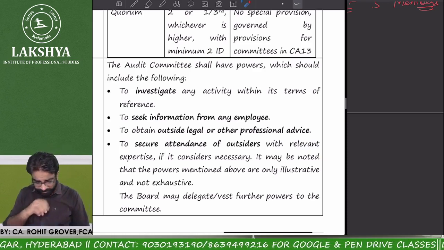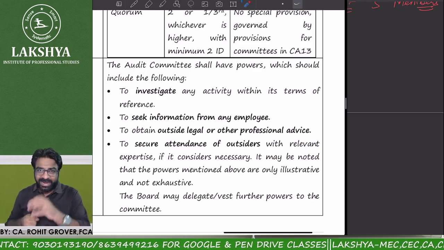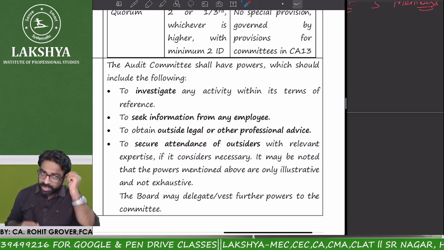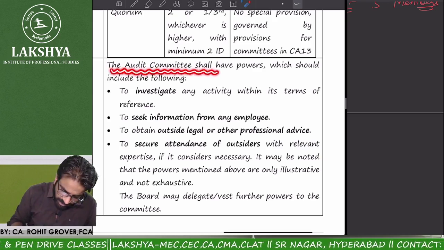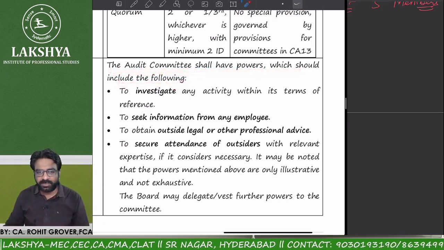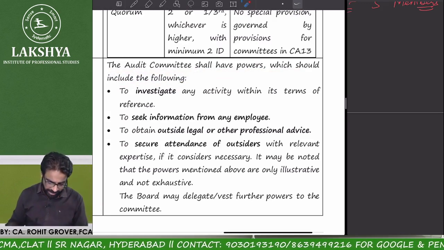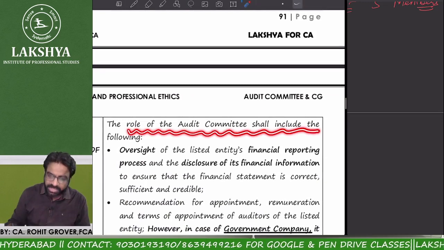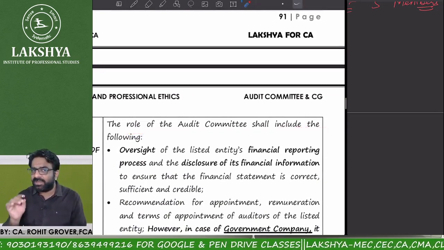Now, first of all, this is a very interesting topic. I will tell you one idea and I'll tell you how to conquer this idea. Now, in the next topic, what we are going to understand is that the audit committee shall have some powers which should include the following. Are you getting the point? First, we understand its powers. Then we have to understand some of the roles of the audit committee. There, I will tell you one trick that you can use.